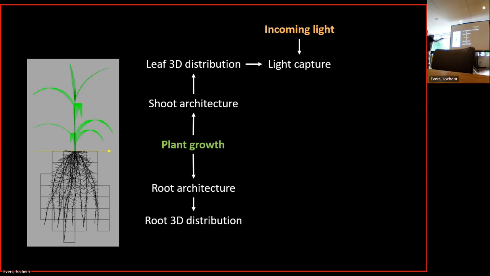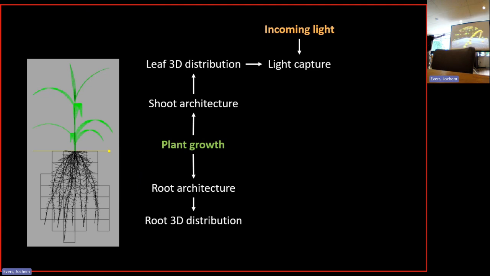Now, if the leaf 3D distribution in space changes, it also means that on this next day, your leaf light capture changes. There may be a little bit more light capture. If we're talking about a young plant, it may actually be a lot more. If we already talk about an established canopy, it may be only a little bit more because there's lots of self-shading going on. But it changes the light capture. So together with the incoming radiation and the leaf 3D distribution, leaf light capture is determined. So this is light capture at the level of the individual leaf. Very detailed.